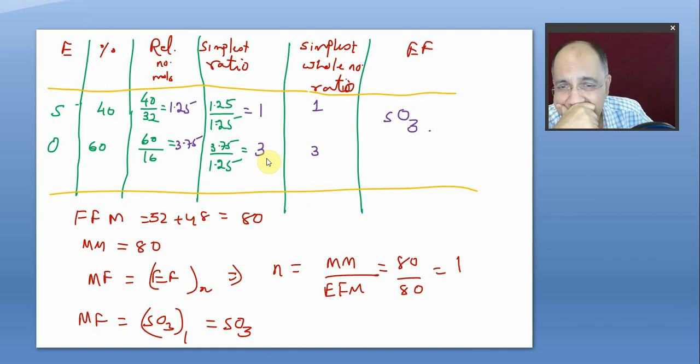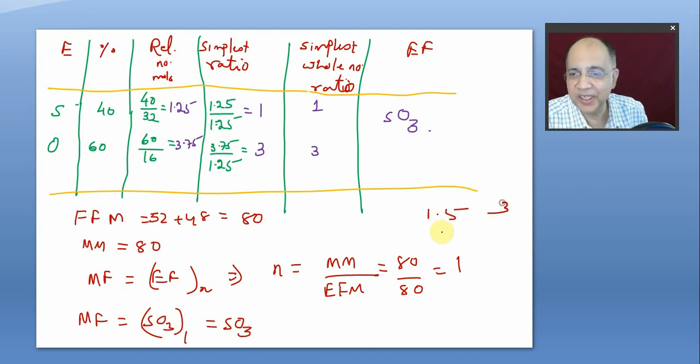Yes, I'm sorry. Supposing it's 1.5 and this is 3, obviously it is 1 is to 2. So the simplest ratio cannot be 1.5 is to 3. The simplest ratio is 1 is to 2, so this will not be the case. But if it is 0.5, the whole will be multiplied by 2. If it is 0.33 and supposing this is 1 and this is 3.33, then it will be 3 is to 10, multiplying the whole by 3.